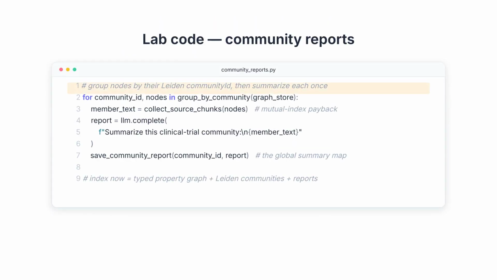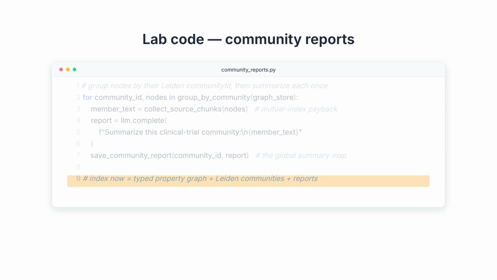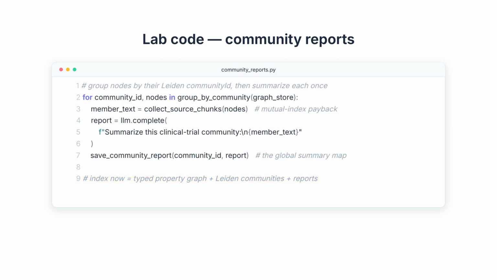One finishing touch turns clusters into a usable map. For each community, we gather its member nodes and ask the language model to write a short report, just once. Those pre-written summaries are the global summary map we talked about. Now broad questions read a handful of community reports instead of scanning the whole corpus. The index is complete: schema-typed graph plus hierarchical communities plus reports.